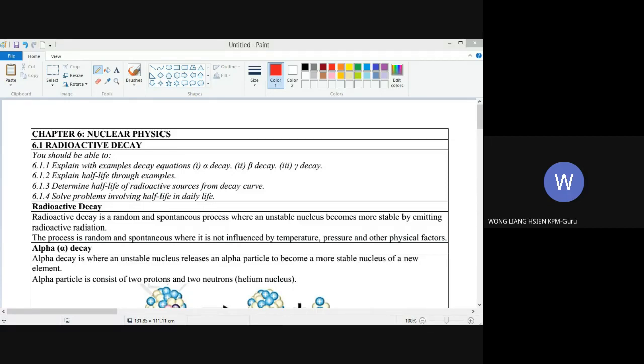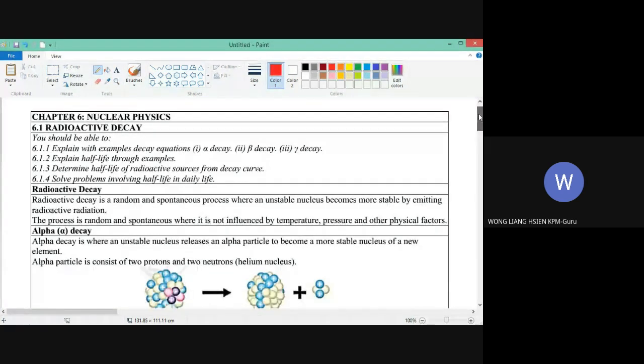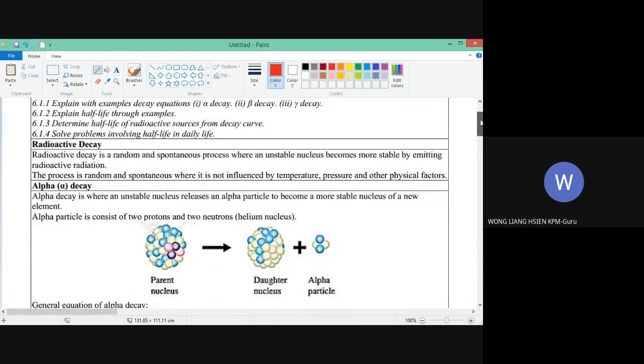To start topic 6.1, radioactive decay. So what is radioactive decay?